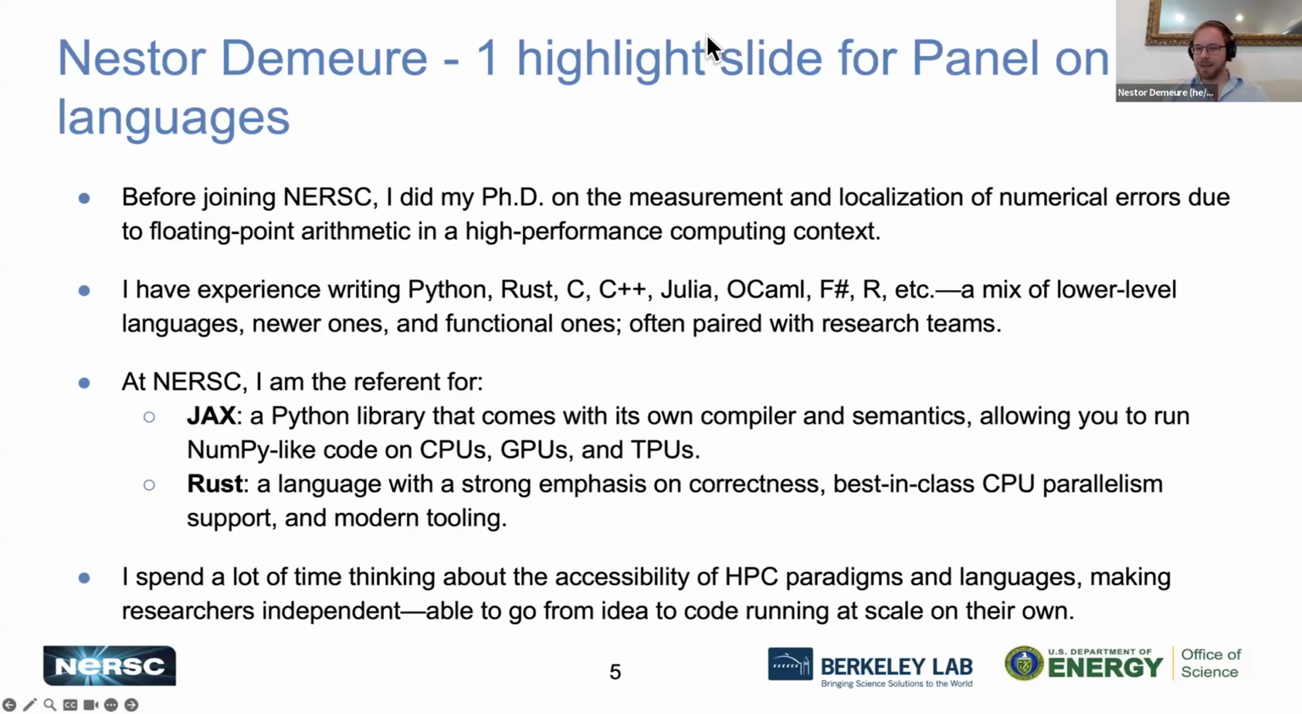And JAX, which is not technically a language, it's a Python library, but it comes with its own compiler and its own semantics, so it blurs the line between language and libraries. The main thing I tend to think about is the accessibility of HPC: how do I get researchers to write their code by themselves and have it run efficiently on a supercomputer without me having to do any work? That's the end goal for me.